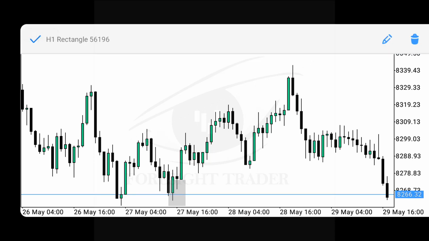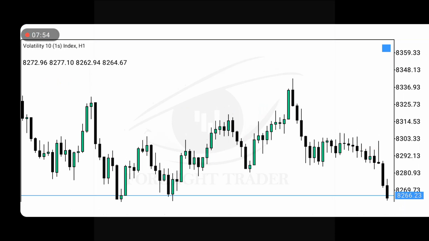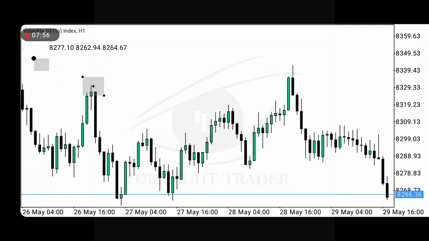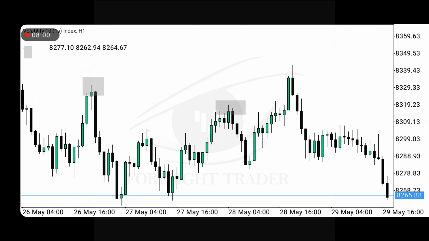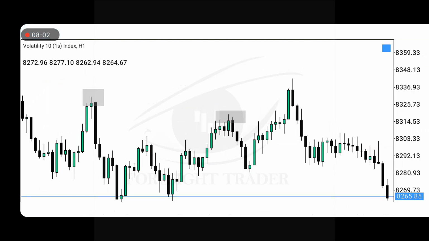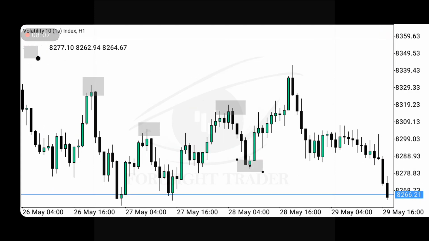It's to look for liquidity in the market. Now, where does liquidity reside? Liquidity resides at every swing high and every swing low in the market. This is a swing high, these are swing highs, and this is a swing low.